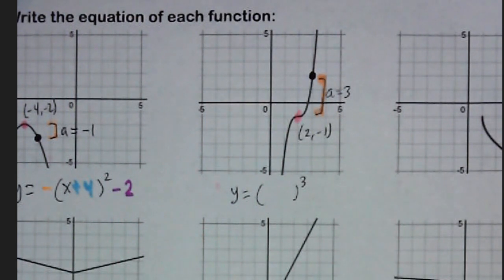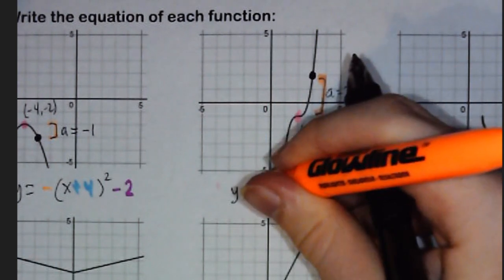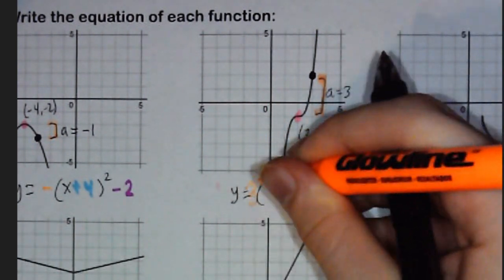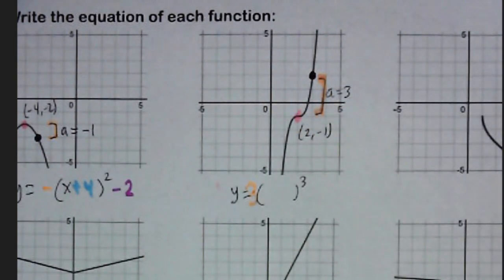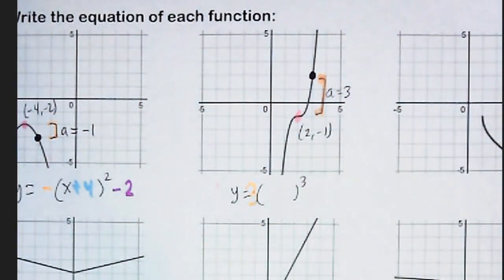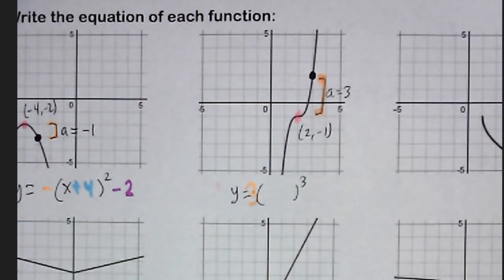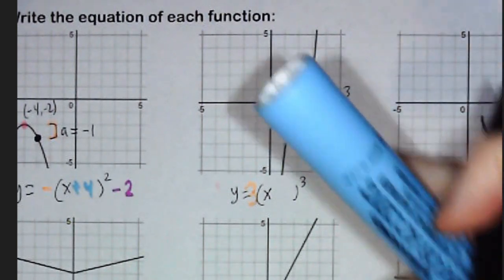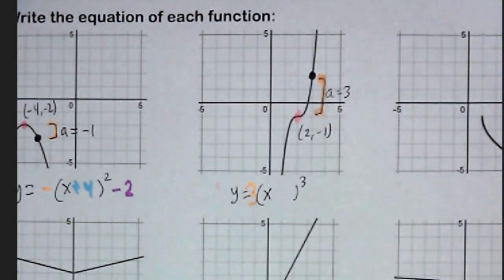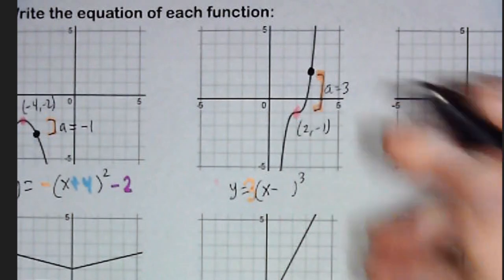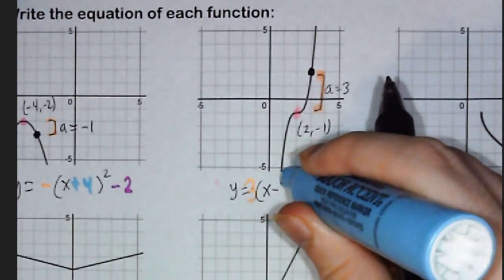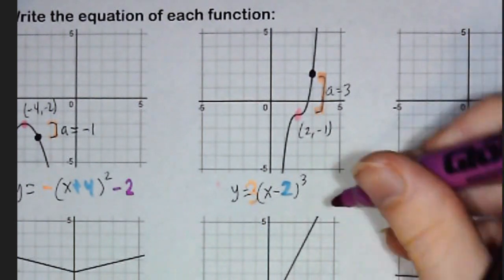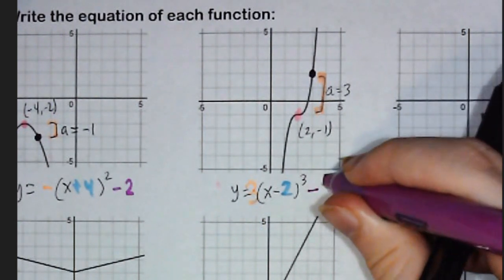So, because a is 3, there's a 3 at the front of this equation, which is why I said leave a little bit more space. There's a 3 at the front of this equation. Then we have x minus h. H is positive 2, so we have x minus positive 2. And then plus k, which is negative 1, so it's going to give me minus 1.